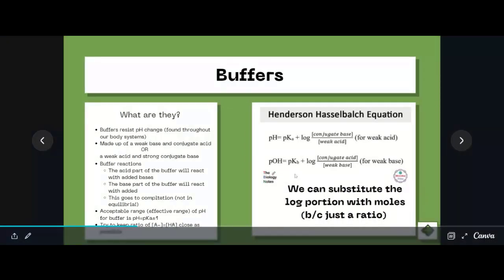On the other hand, we have the pOH, using pKb this time, plus the log of the conjugate acid this time over the weak base, for a weak base. So it's really important that you pay attention to which values you're given. For instance, if you're given a pKb instead of a pKa, it's really important that you do the appropriate conversion. So first find the pOH using this value, and then if it's asked for pH, just take 14 minus that, assuming you're at 25 degrees Celsius.